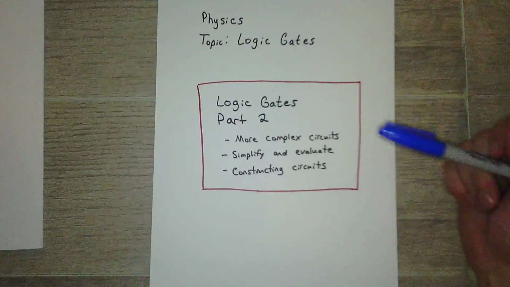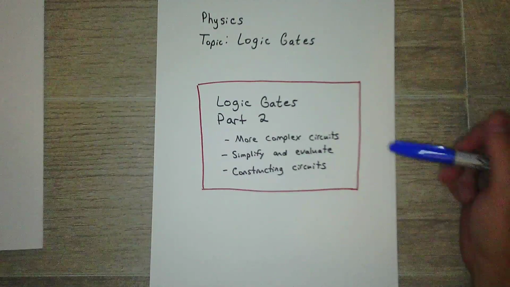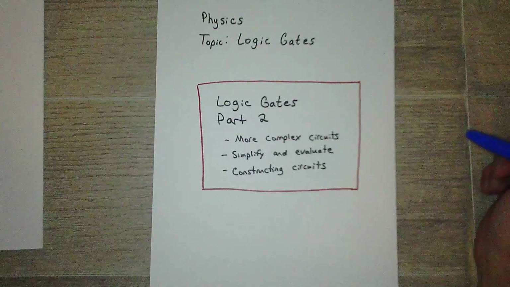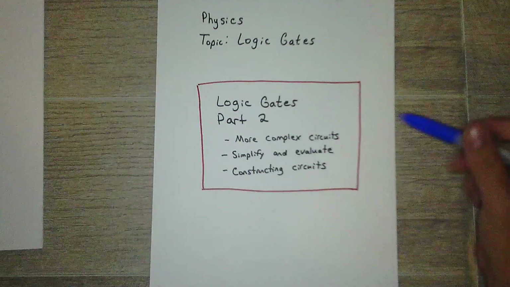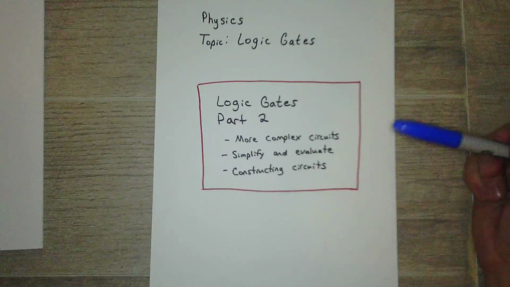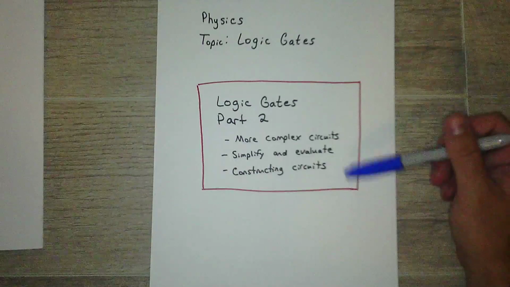What this basically consists of is we're going to start looking at more and more complex logic circuits. But there won't be much truth tables or waveforms involved in that. What we're going to start doing with those is basically, can you read the outputs? And then we're going to start looking at how to simplify and evaluate these outputs.